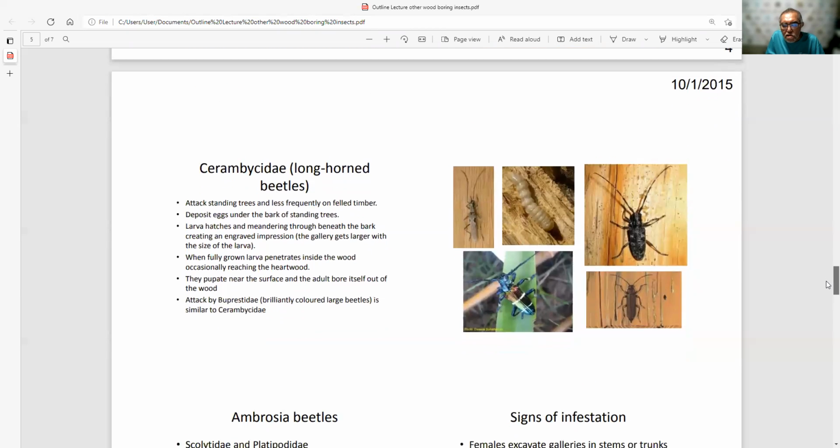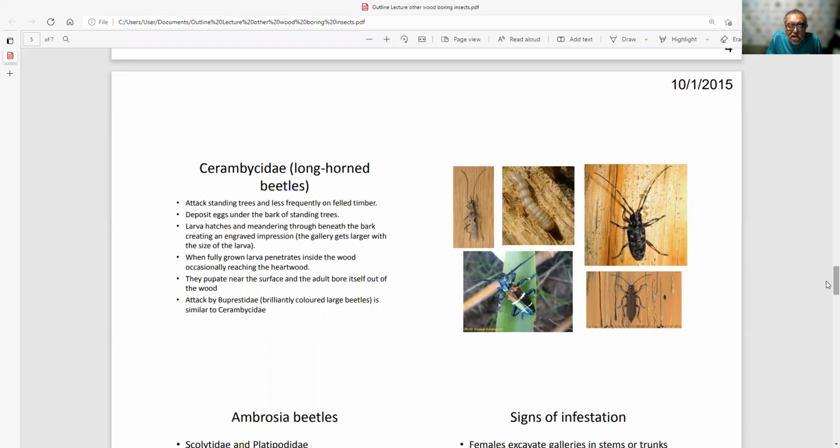Okay, now let's look at another family, Cerambycidae. This is another wood-boring insect, and they normally bore through fruit trees, like pokok cempedak, pokok nangka, pokok durian. They attack standing trees and less frequently felled timber. So economy-wise, this may not be as important compared to Bostrichidae, Anobiidae and Lyctidae, but they do damage orchards, pokok buah-buahan.